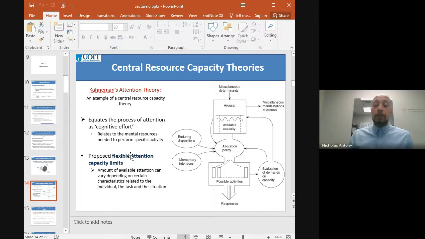Of the central resource theories that were being developed, the most important, or the most popular one that came to light, was Kahneman's attention theory. The reason why this was the most important of the central resource capacity theories was that it was the first one and the main one that discussed the fact that our amount of attention is flexible. It can increase and decrease based on our mood or our arousal level. So first thing in the morning, when you first wake up, you're probably unable to multitask all at once. You need to wake up and get the mind going.